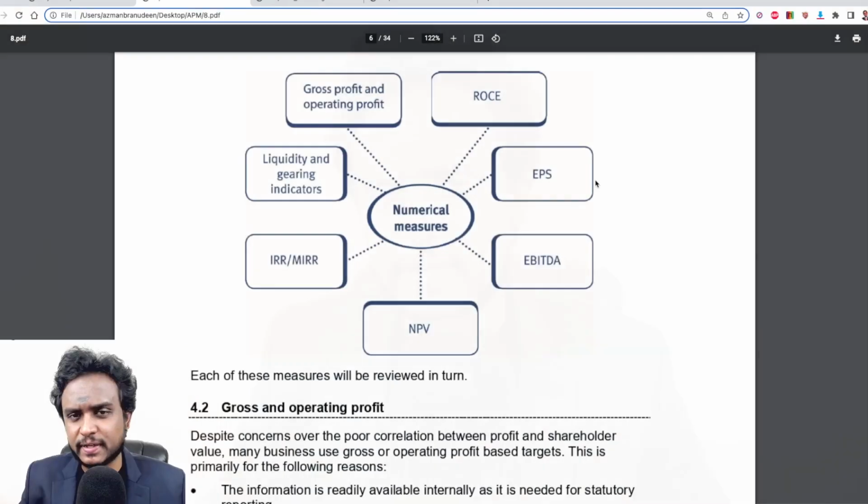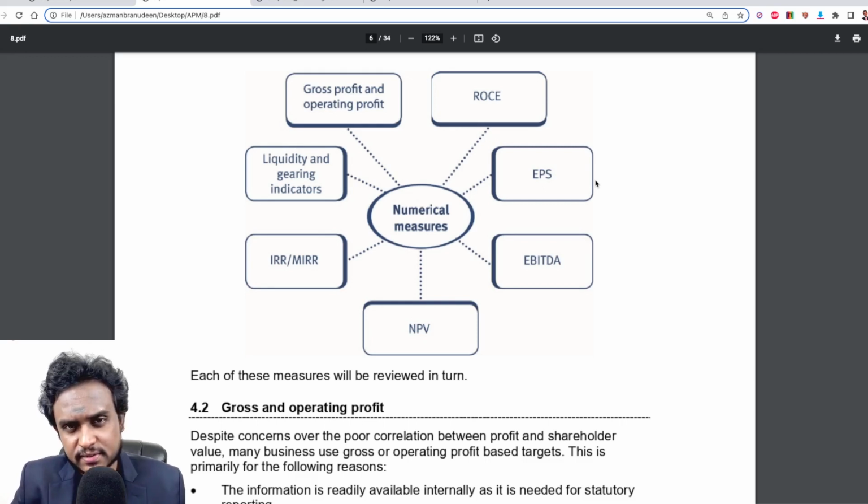As far as this chapter is concerned, there are a group of measures that, as you can see on the screen, are being considered as valid or most valid to measure performance of a company. That's gross profit and operating profit, including the margins, ROCE, return on capital employed, earnings per share, EBITDA, earnings before interest, tax, depreciation, and amortization. So those and liquidity and gearing indicators, right? The ratios. These are the ones that are used in order to evaluate the performance of a company.